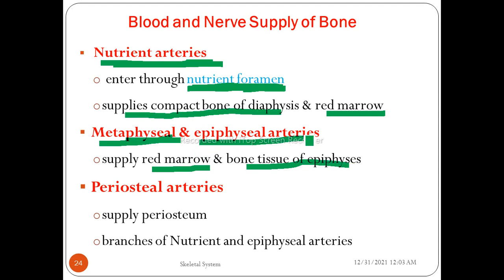Mostly the epiphyseal artery supplies the epiphyseal region, and the metaphyseal artery supplies the metaphyseal region, whereas the fourth group is the periosteal arteries. Periosteal arteries supply the periosteum area, and they are branches of the nutrient and epiphyseal arteries. Maybe the periosteal artery branched from these epiphyseal and nutrient arteries.